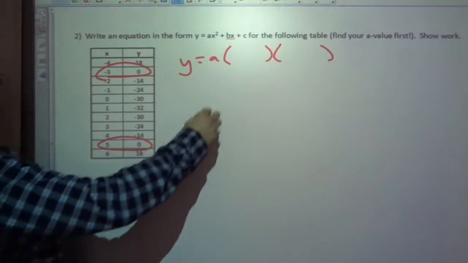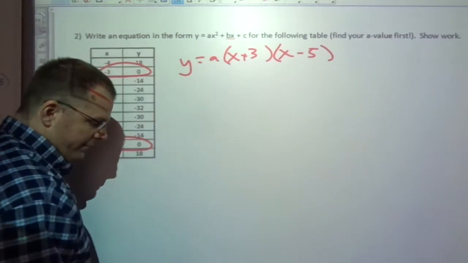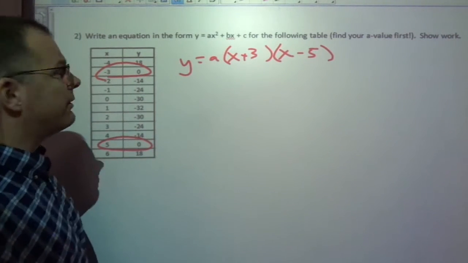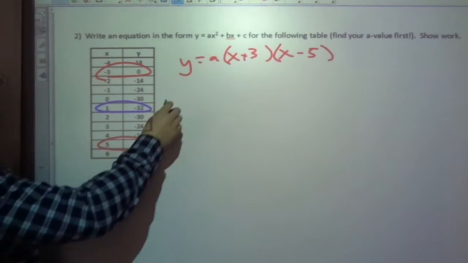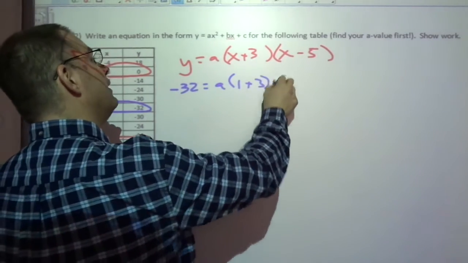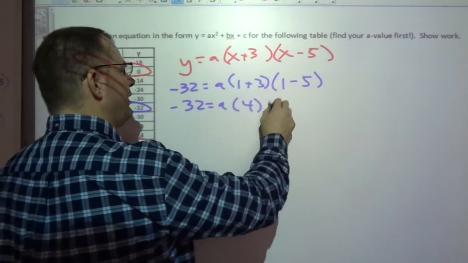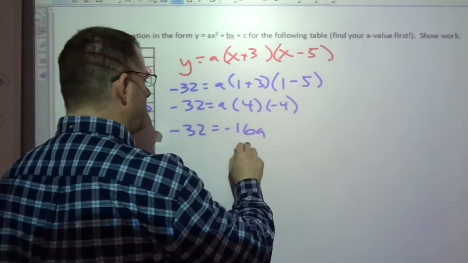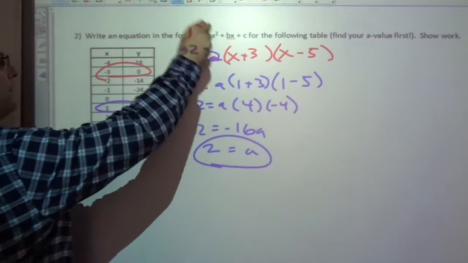So I can start by writing this equation x plus 3 and x minus 5. Then from here, I just need to pick some xy value to plug in so I can figure out a. I'm going to pick this one. So negative 32 is equal to a, and this is 1 plus 3 and 1 minus 5. So that's 4 and negative 4, which is negative 16. So a equals 2.